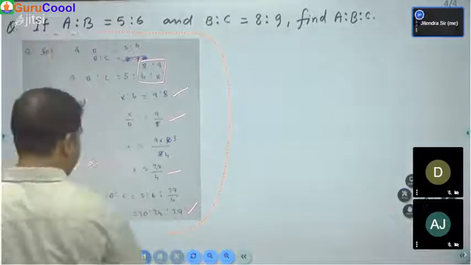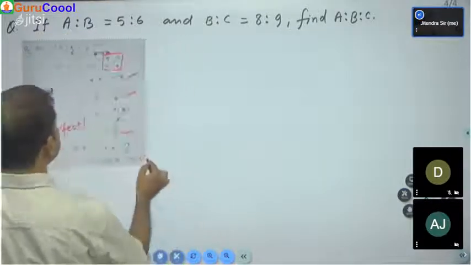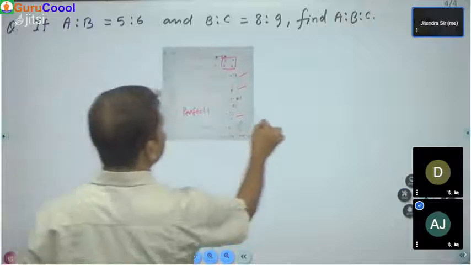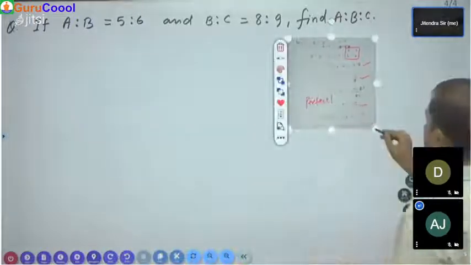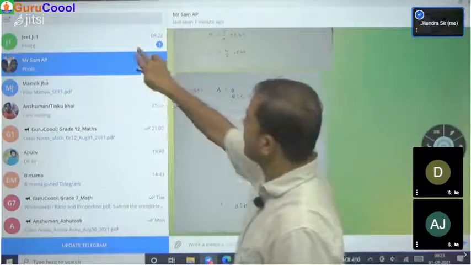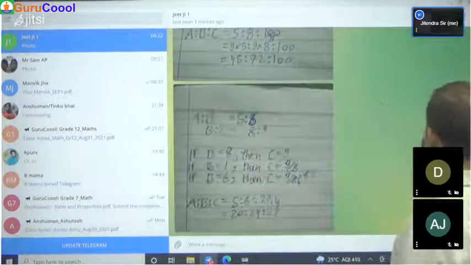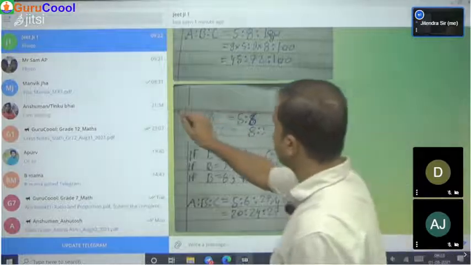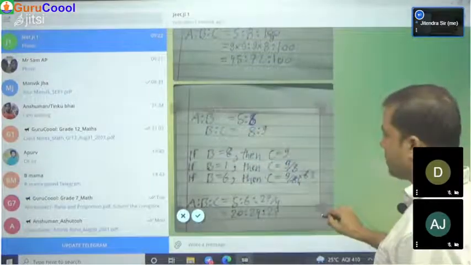Did you send the image? Yes, yes. Why does your image always remain blurred?